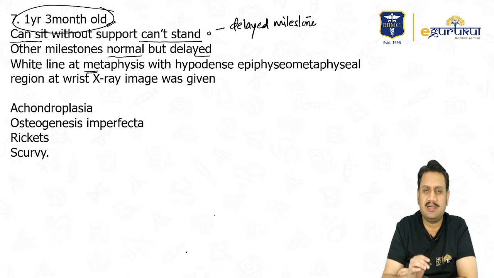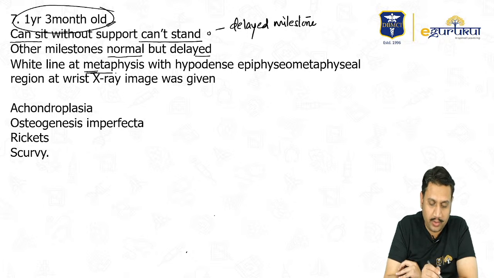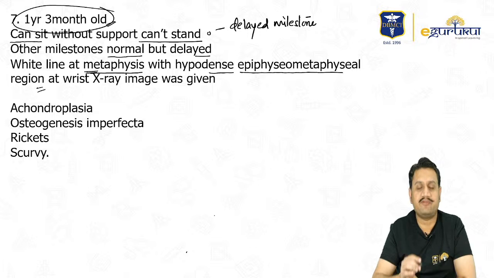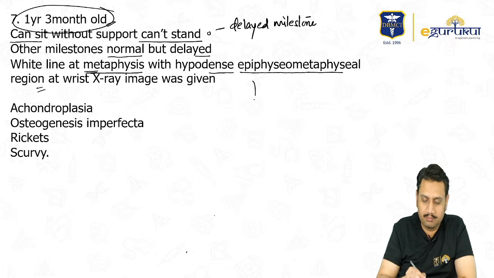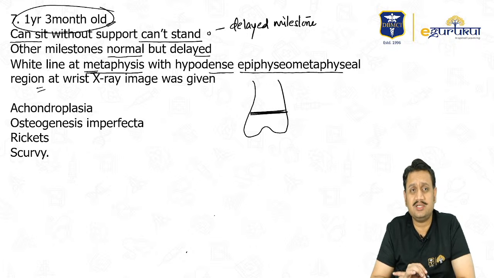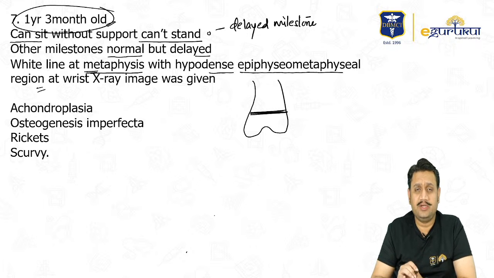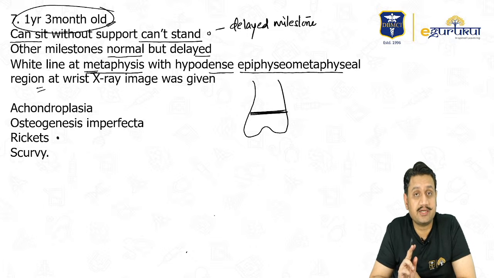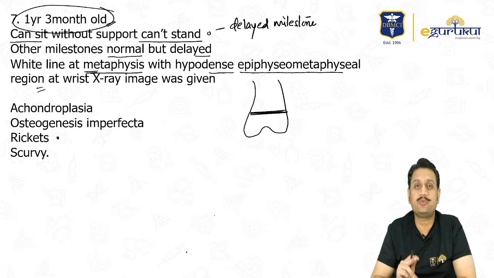A 1.5-year, you can say 1 year 3 month old child has a white line at the metaphysis with a hypodense epiphyseal-metaphyseal region at the wrist. An image was given, with a white line at the epiphyseal-metaphyseal junction like this. Then they asked for the diagnosis, but the question does not mention whether the situation is painless or painful. Guys, this was a recall in 2020, a question in 2017, and now in 2022 we again have the question.